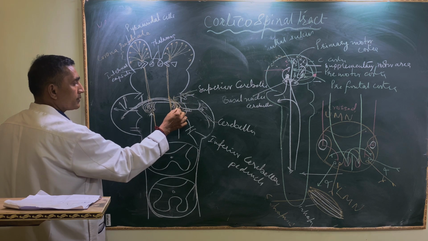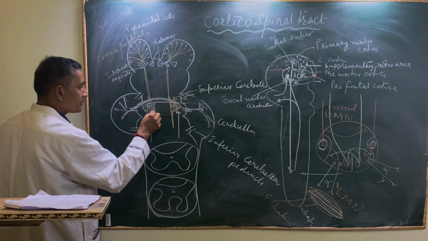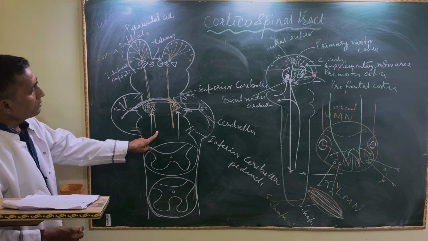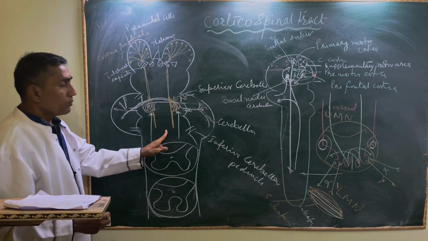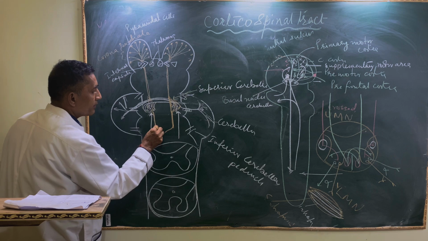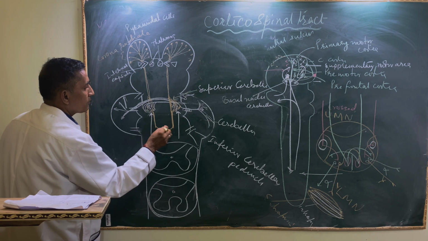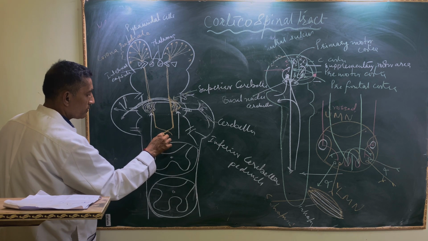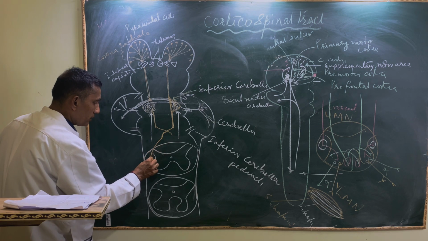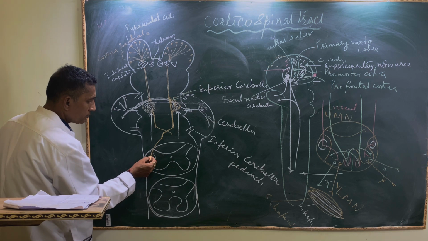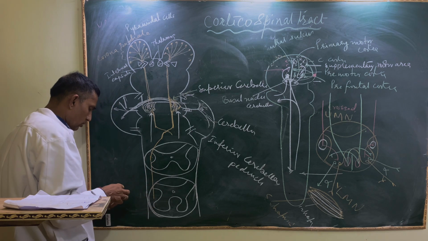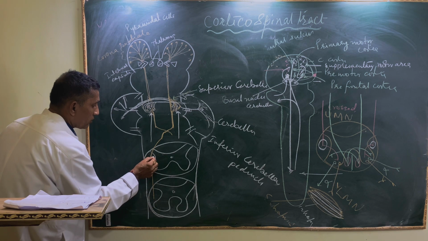Fibers are scattered, and then again all these fibers get condensed and come down. Now coming down here in the medulla, what is happening? 80%, 85% of the fibers get crossed, supplying the lateral column of the spinal cord. This is the lateral column of the spinal cord.